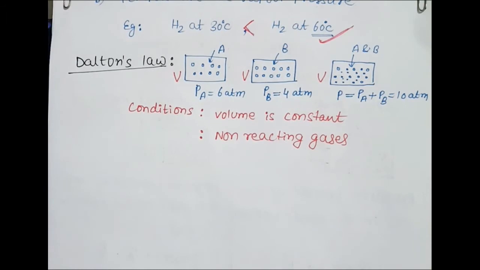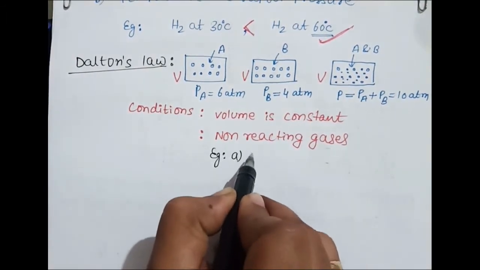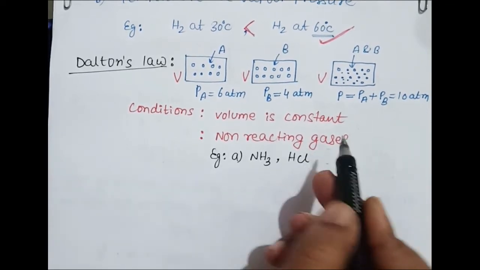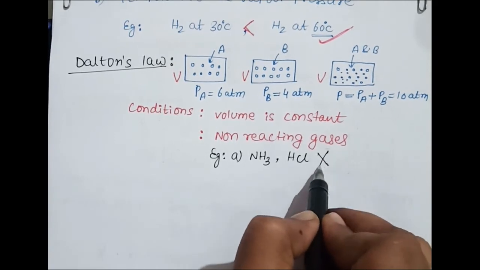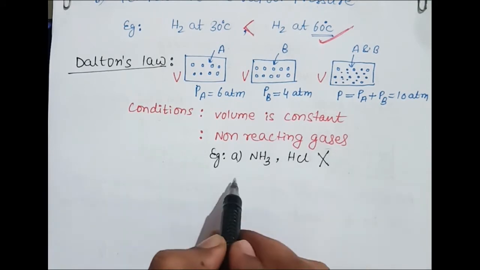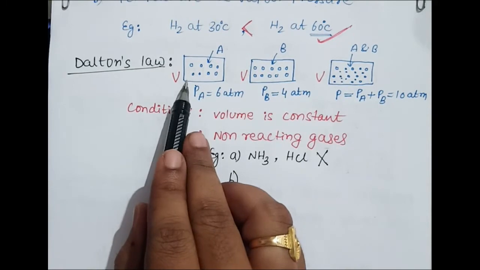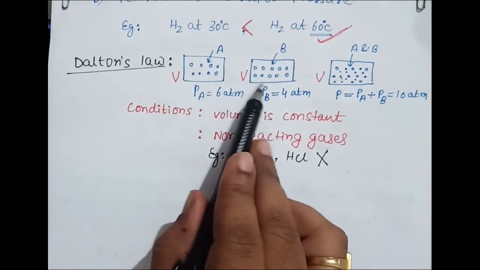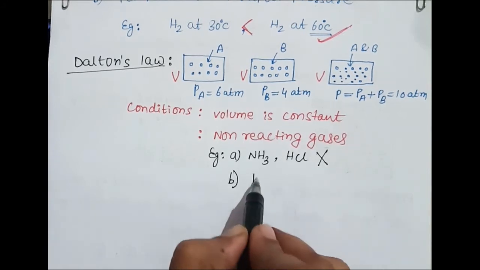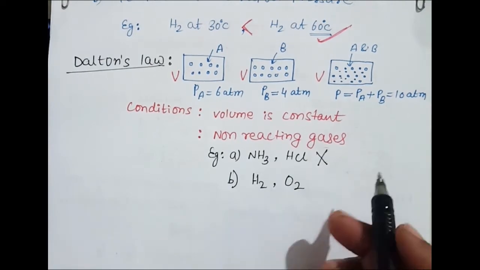I'll give you one example. Example 1: NH3 as one gas and HCl as another gas. In this case, Dalton's law is not applicable because NH3 and HCl react to give NH4Cl, ammonium chloride. So if the mixture has ammonia gas and HCl gas, then Dalton's law is not applicable.